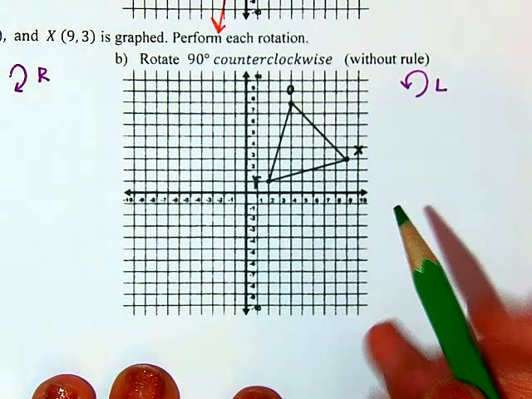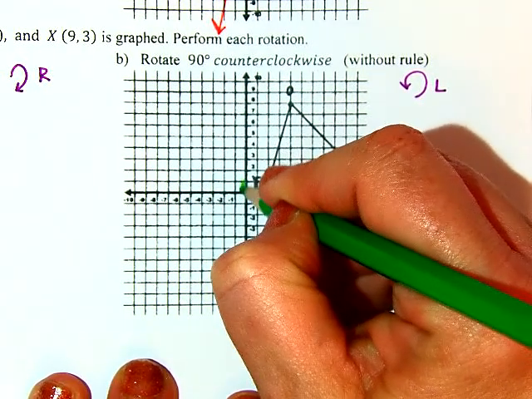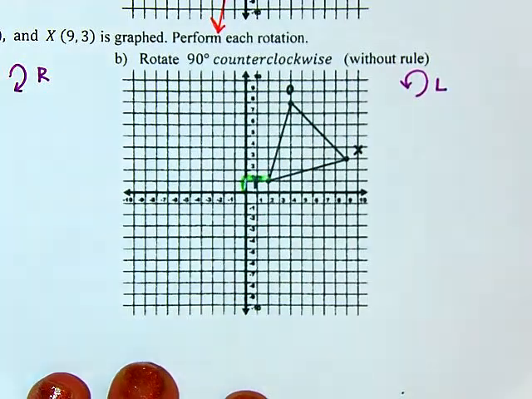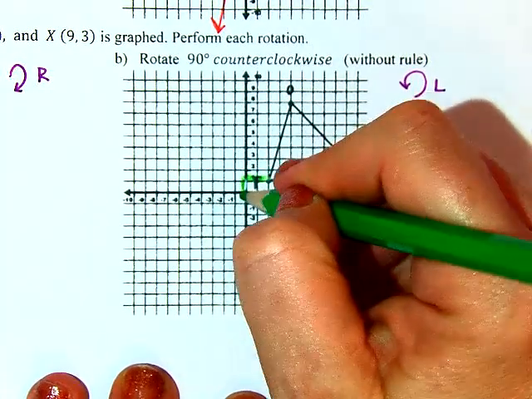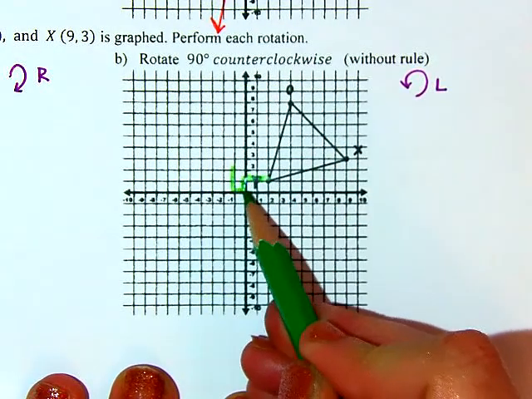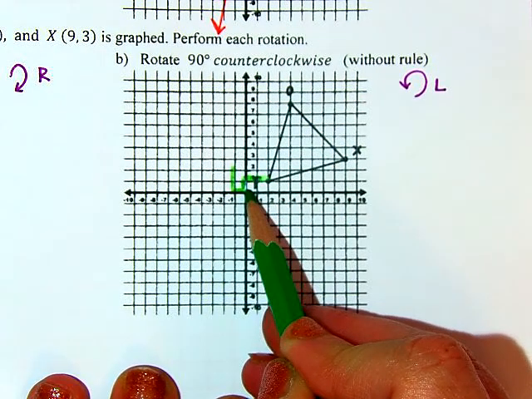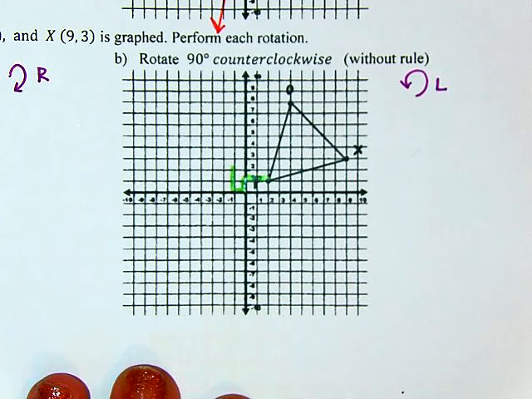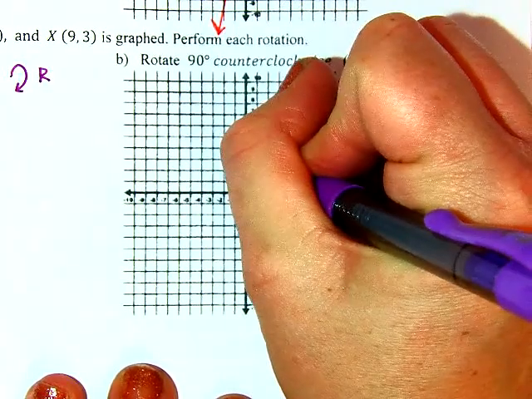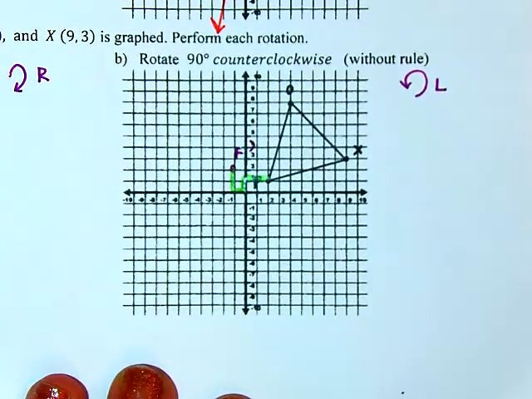If I focus on F first, I'm going up 1 and right 2. So then I'm going to go left 1 and up 2. I'm picturing that little arm swinging around this point to the left. So my new F will be right here. Here's my F prime.